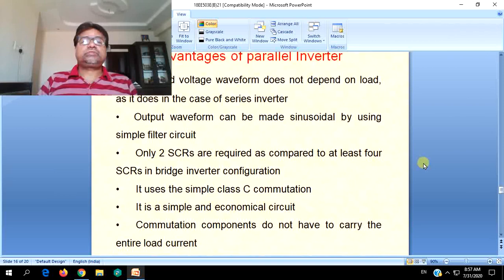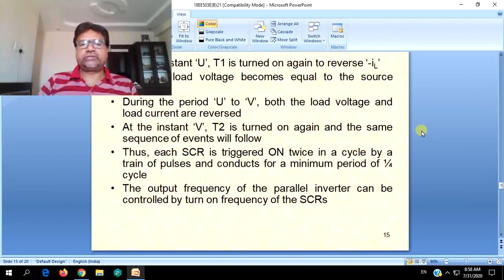When it comes to the advantages of the parallel inverter, the load voltage waveform does not depend on the load as it does in the case of a series inverter. In a series inverter, the load voltage waveform depends on the load totally, and the commutating components connected in series are in direct parallel to the load under the damping circuit, so the load voltage waveform depends on it. It can be made sinusoidal by using simple filter circuits.